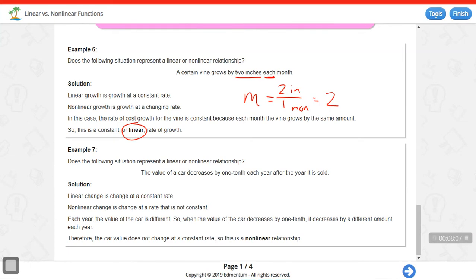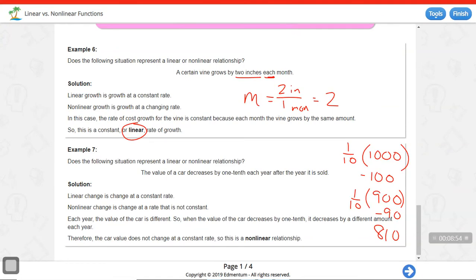Does the following situation represent a linear or nonlinear relationship? The value of the car decreases by 1/10 each year after it is sold. All right, since it's decreasing by 1/10, 1/10 of the value the first time, let's just say an example would be $1,000. We're just going to go with a really cheap car at this point. Well, if we divide that by 10, it means it's now going to be decreasing by $100 that first time. So now it's going to be worth $900. The next time, 1/10 of $900 is going to be 90. And notice now we decreased by a fewer amount, and now it's going to be worth 810.